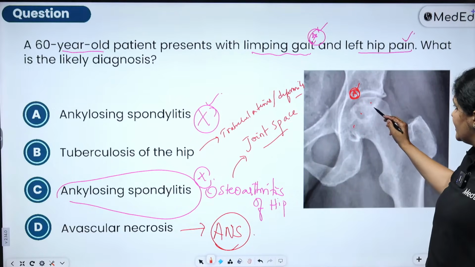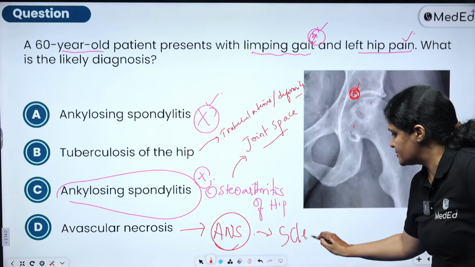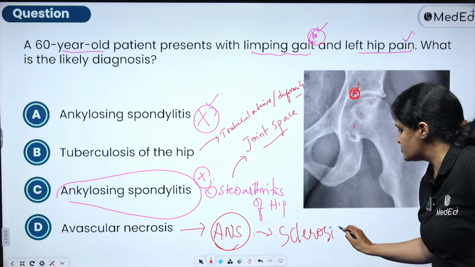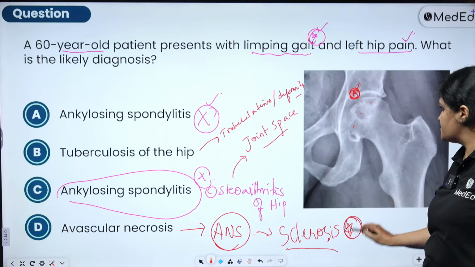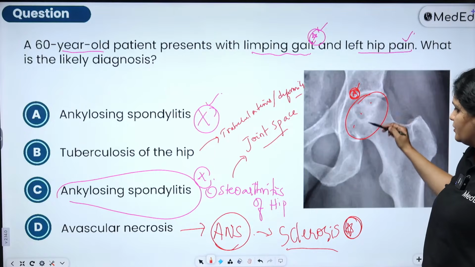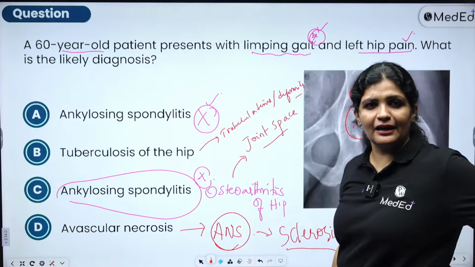So here, in avascular necrosis, what you see is sclerosis. In tuberculosis of the hip, what you see is osteoporosis, right? So it should be osteoporosis, but here you see a lot of sclerotic bone with subchondral cysts. So the answer here is avascular necrosis.